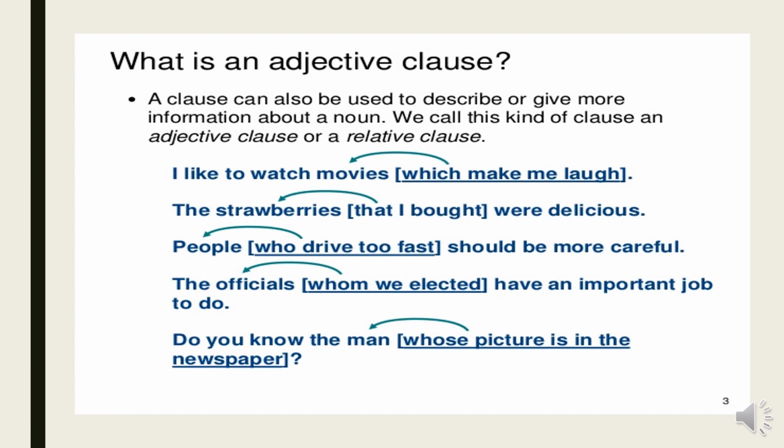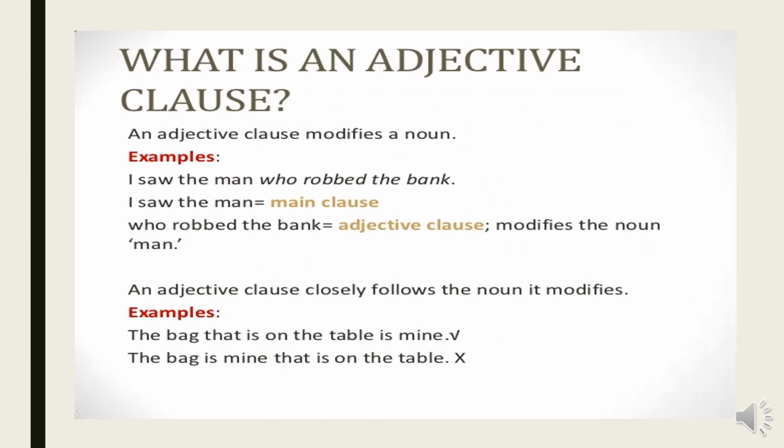So which make me laugh refers to movies. That I bought refers to strawberries. Who drive fast refers to people. Whom we elected refers to the officials. Whose pictures is in the newspaper refers to the man. So the adjective clause usually describes a subject or a noun. An adjective clause modifies a noun.